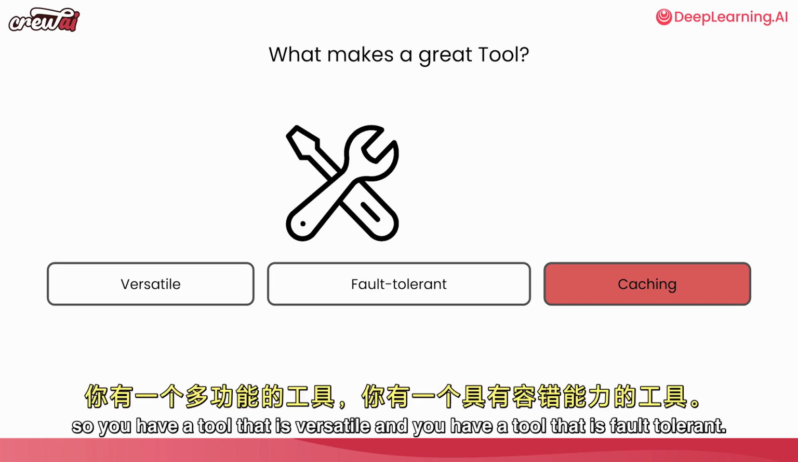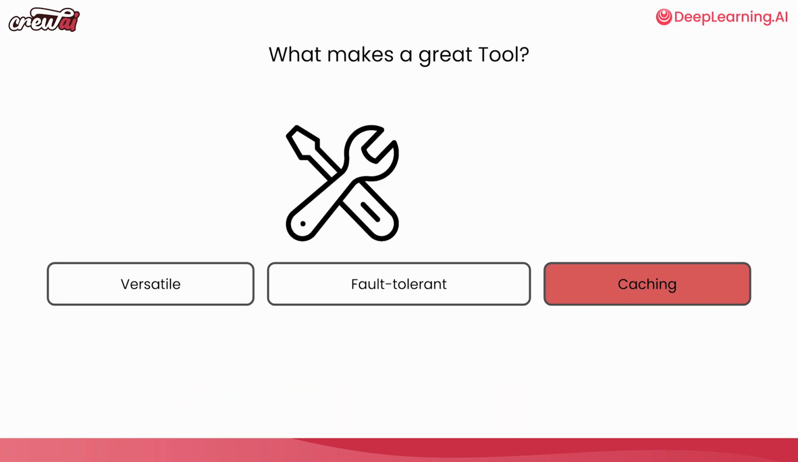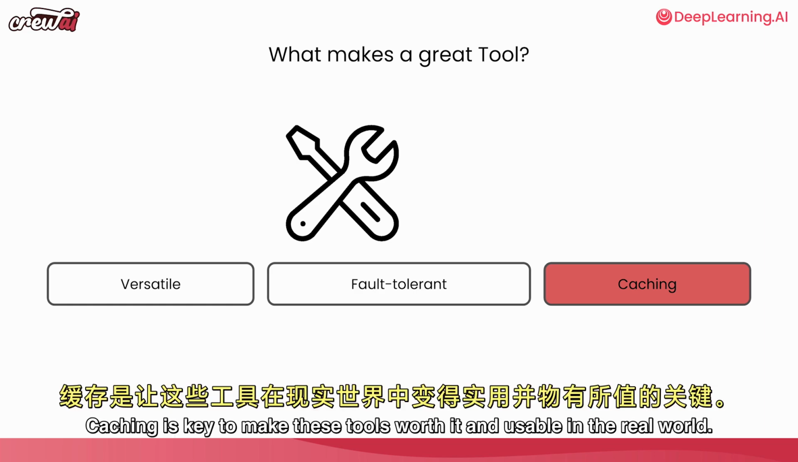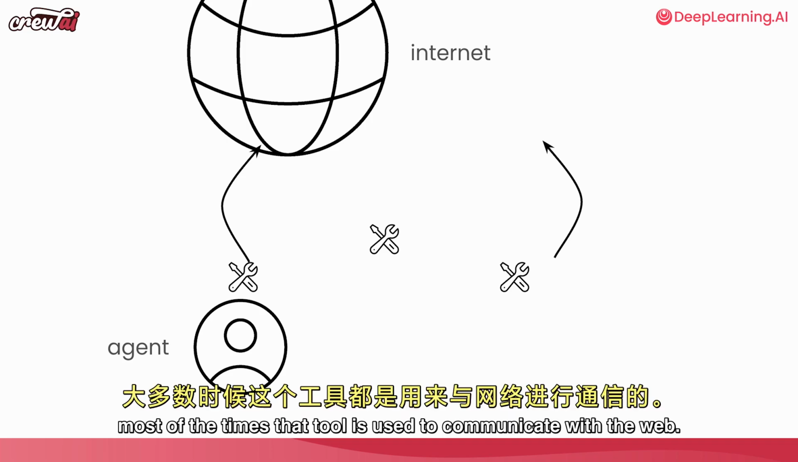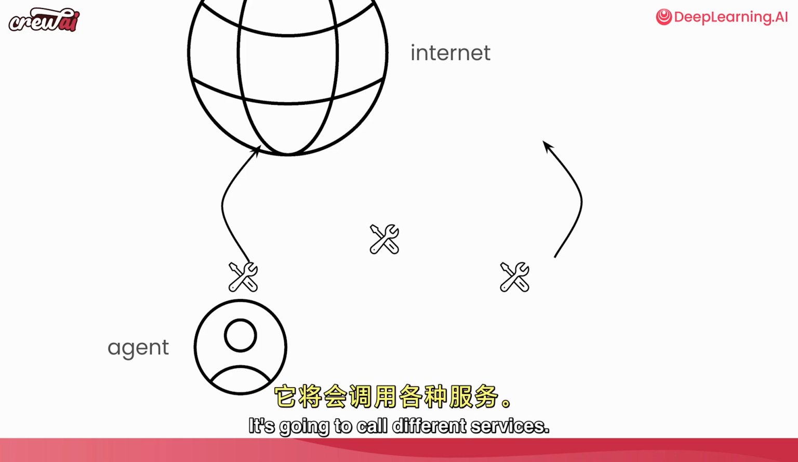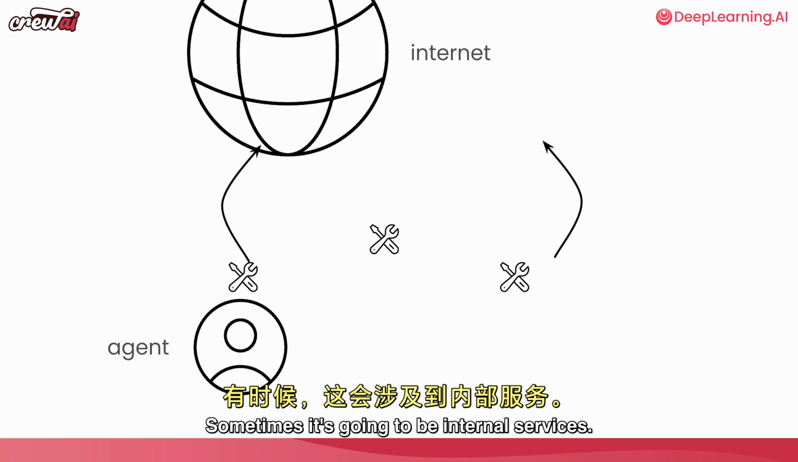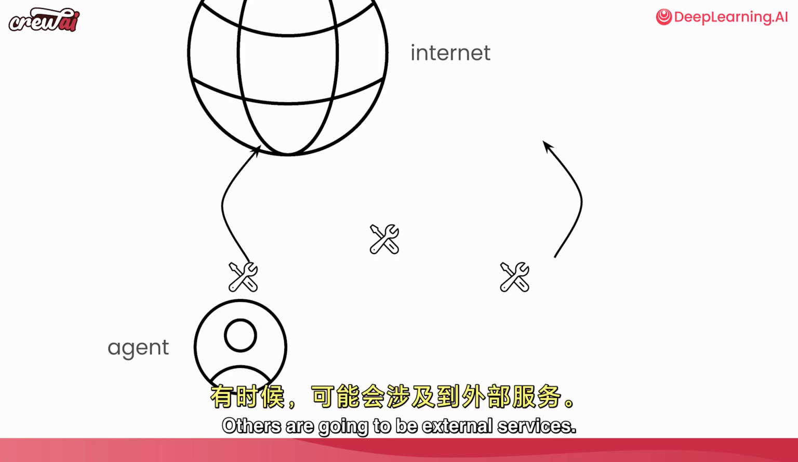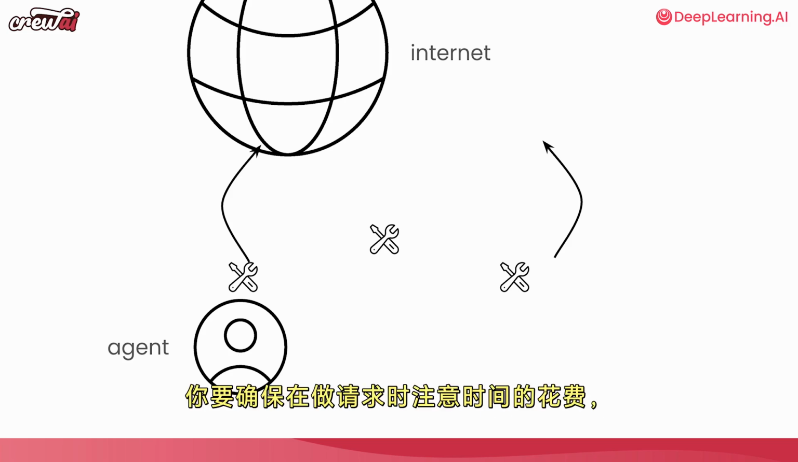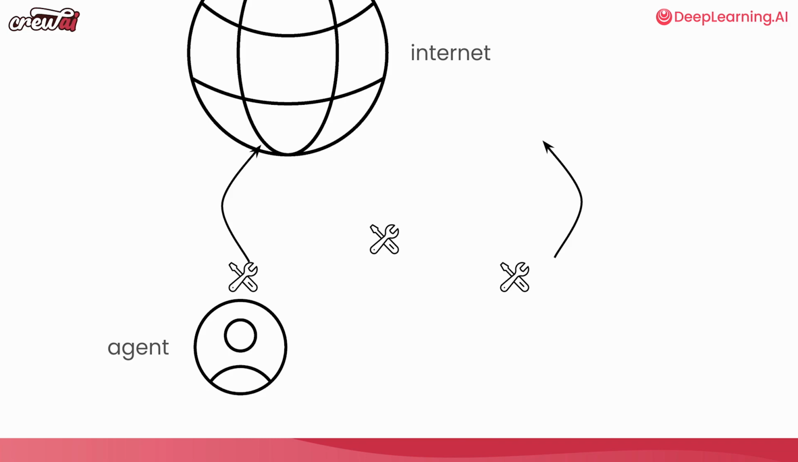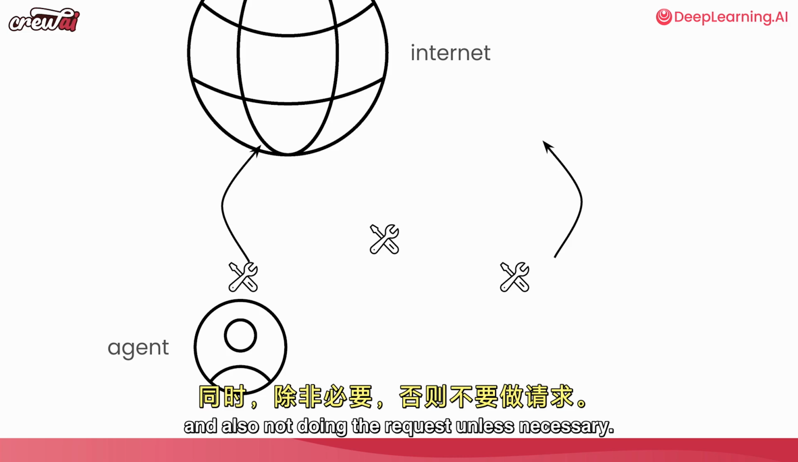Alright, so you have a tool that is versatile and you have a tool that is fault tolerant. That means that you got a lot of that job done. What about caching? Caching is key to make these tools worth it and usable in the real world. Whenever you have a tool, most of the time, that tool is used to communicate with the web. So it's going to call different APIs. It's going to call different services. Sometimes it's going to be internal services. Others are going to be external services. And whenever that call happens, you want to make sure that you're being mindful about the time it takes to do the request and also not doing the request unless necessary.